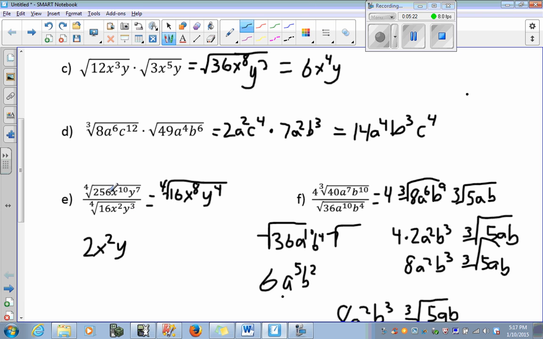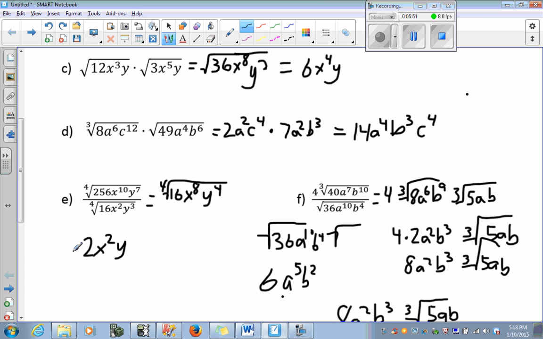So when I divide these two, because of the same index, I get the 4th root of 16, x to the 8th, y to the 4th. Now all I need to do is just deal with this, and this is simple. The 4th root of 16 is 2. The 4th root of x to the 8th is simply x squared. The 4th root of y to the 4th is y. So the answer here is just simply 2x squared y. That's what we get from all of this here.